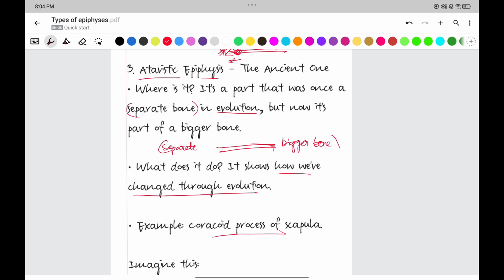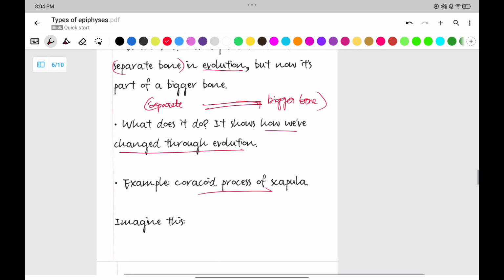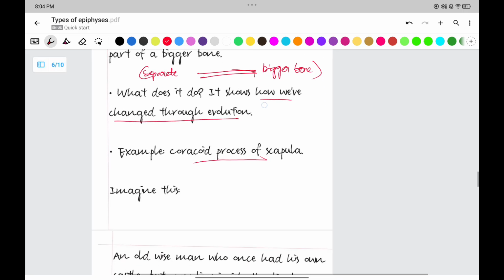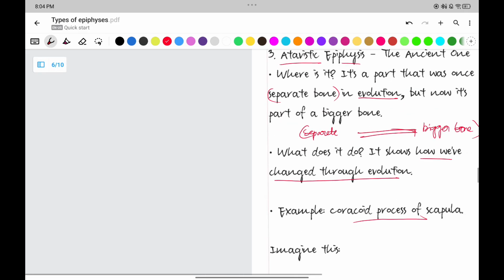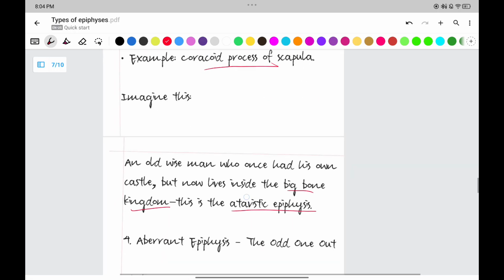It has evolved. This is a more ancient one, which we don't often discuss. What does it do? It shows how we have changed through evolution. Generally, it is an example of human evolution from one particular separate bone to a bigger bone. The common example is generally the coracoid process of the scapula. This is known as the atavistic epiphysis.